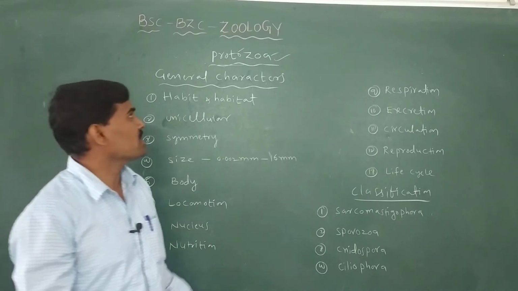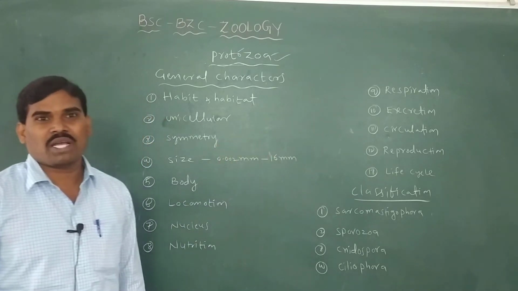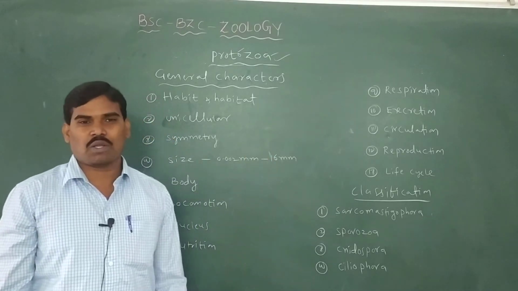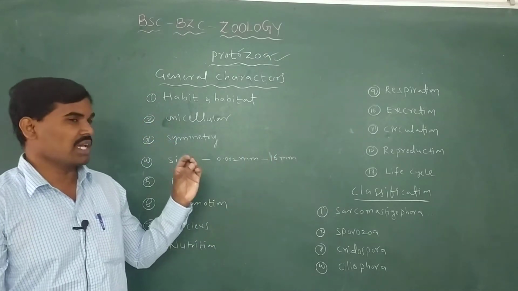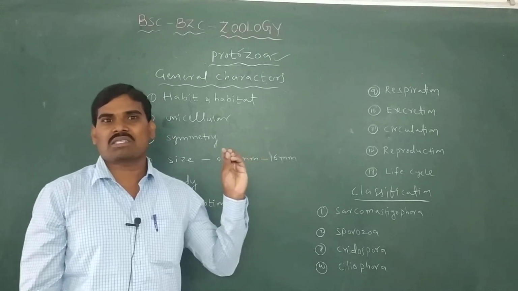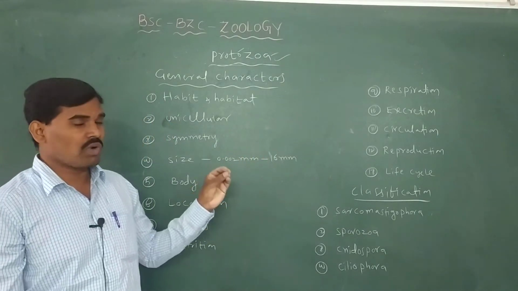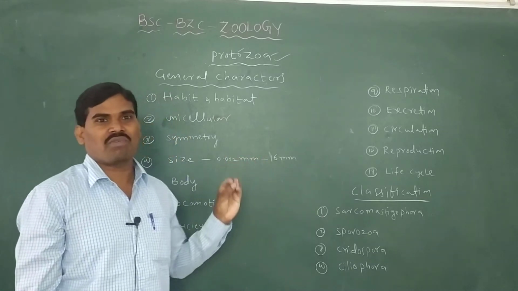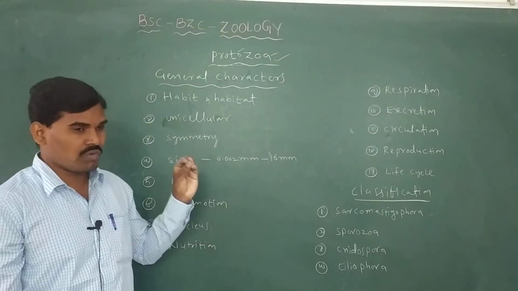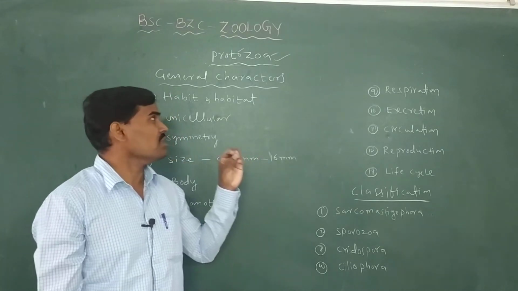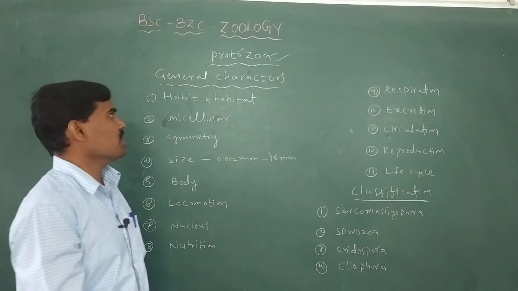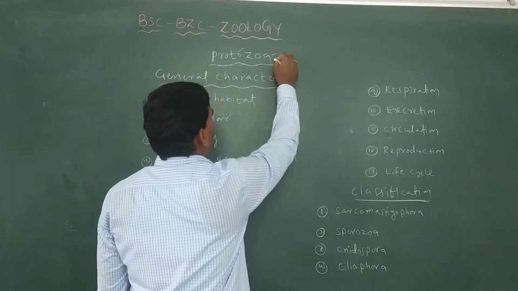Protozoa are seen under the electron microscope. They are only of small sizes. The Protozoan phylum animals are seen with electron microscopes.